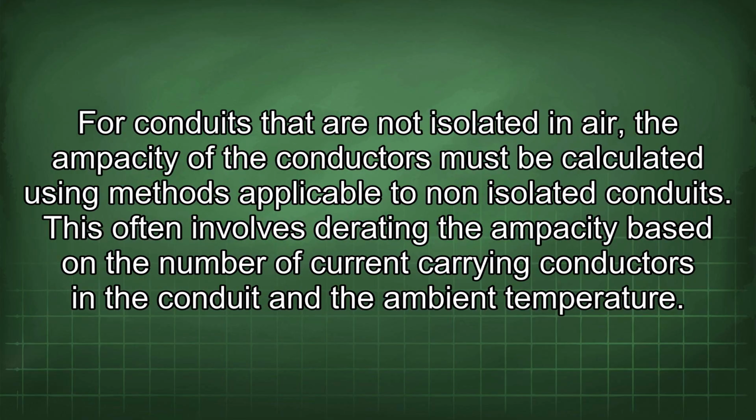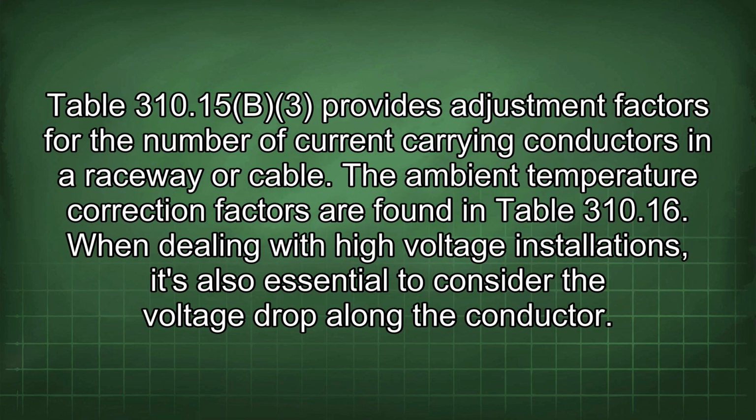For conduits that are not isolated in air, the ampacity of the conductors must be calculated using methods applicable to non-isolated conduits. This often involves starting the ampacity based on the number of current-carrying conductors in the conduit and the ambient temperature. Table 310.15(B)(3) provides adjustment factors for the number of current-carrying conductors in a raceway or cable. The ambient temperature correction factors are found in Table 310.16.